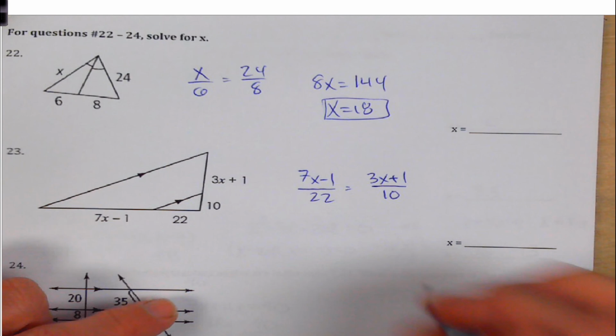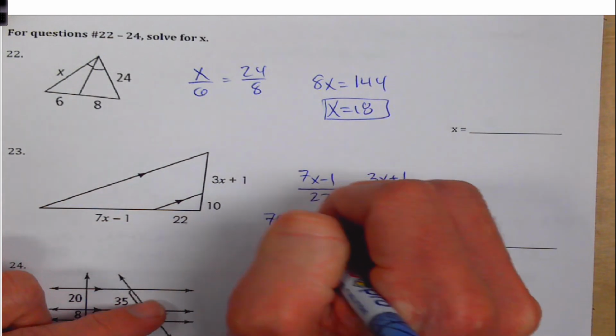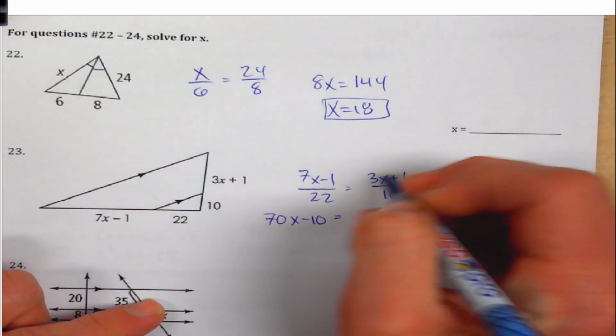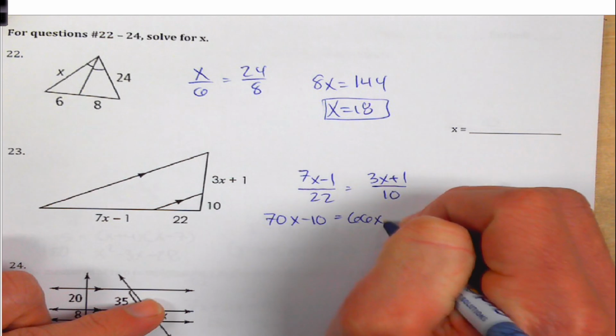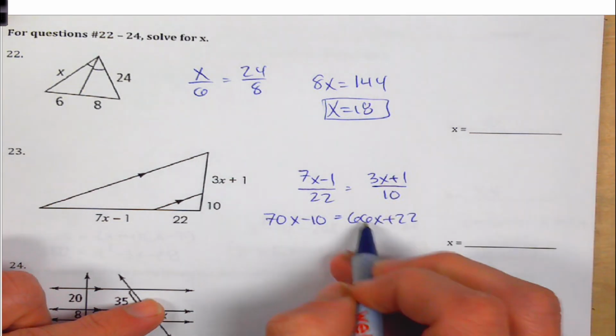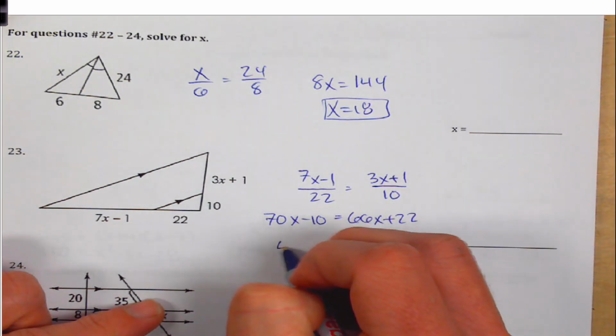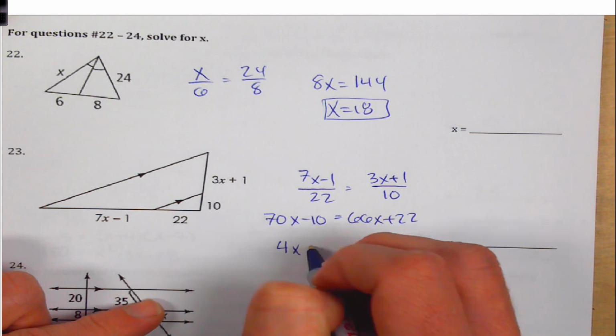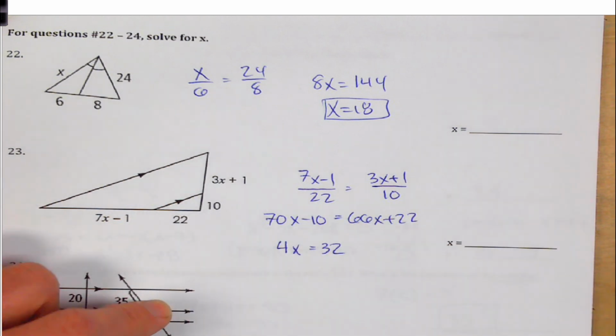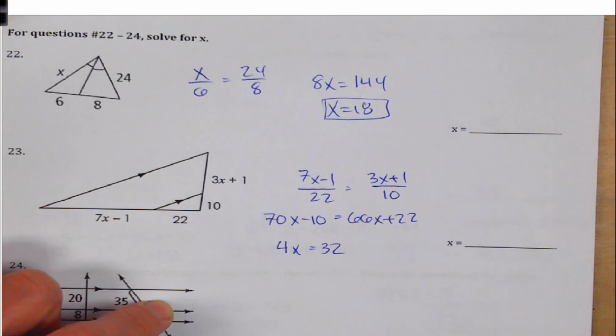And we cross multiply. I'm just going to go a little bit faster. That's going to be 66x plus 22. I'm going to subtract the 66x to give myself 4x over here. Add that, that's 32. And 32 divided by 4 is going to give me 8.